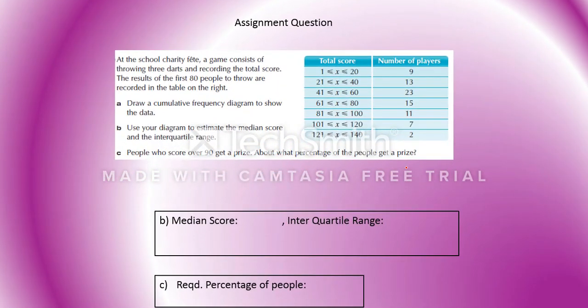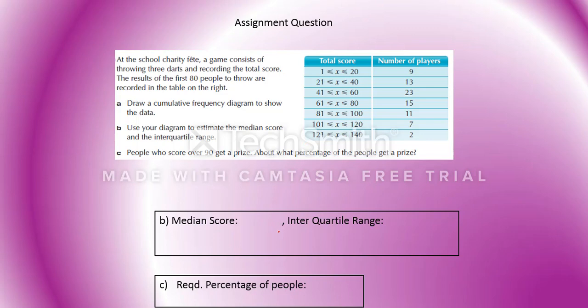Alright, so it's your turn now. Another assignment question. At the school charity fete, a game consists of throwing 3 darts and recording the total score. The results of the first 80 people to throw are recorded in the table, which is given here. Part A, you need to draw the cumulative frequency diagram. Part B, you need to find out the median score and the interquartile range. And then further, find out the number of students who get a prize, because anyone who scores above a 90 gets a prize. You need to find out the percentage of the pupils who got the prize.